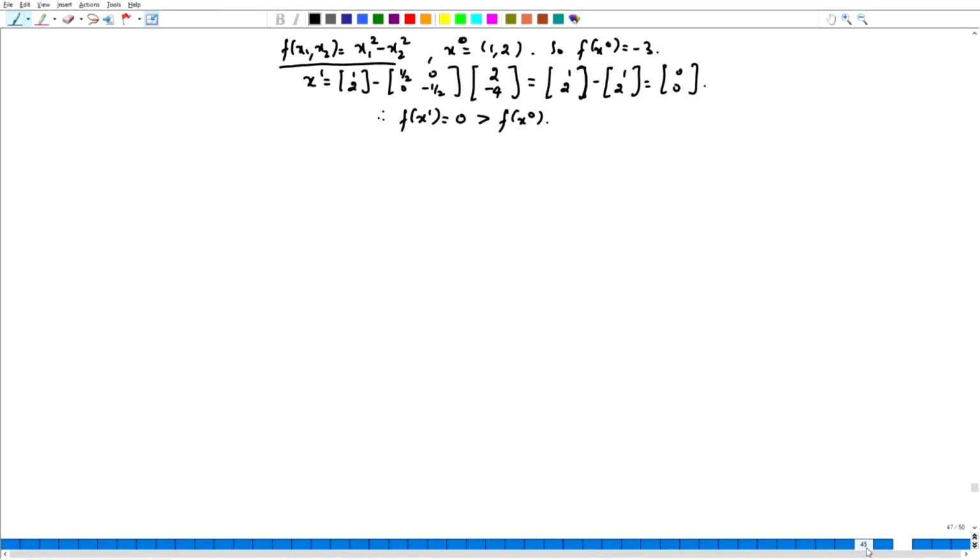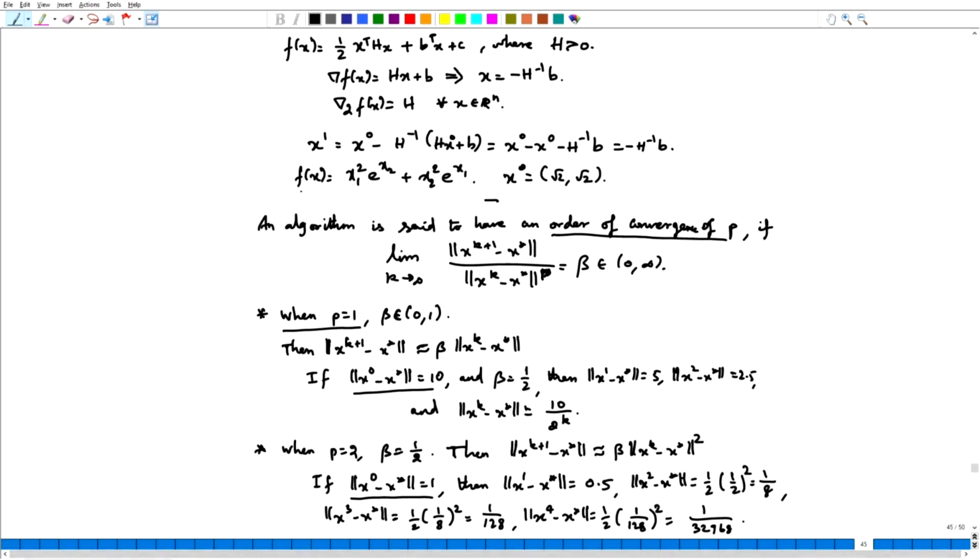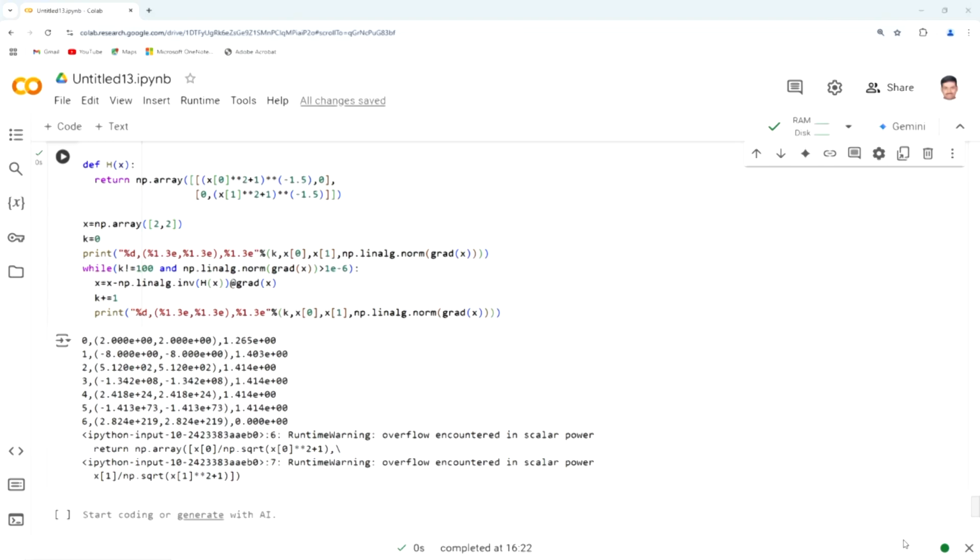So, I will give an example where you know what the answer is, but you still end up with f of x1 greater than f of x0. Okay. The example is very simple, it is the same example that we have been working with for quite a long time. F of x equal to x1 squared e power x2 plus x2 squared e power x1, but x naught is not root 2, it is going to be minus root 2, minus root 2. Okay. So, let us check what the answer is.